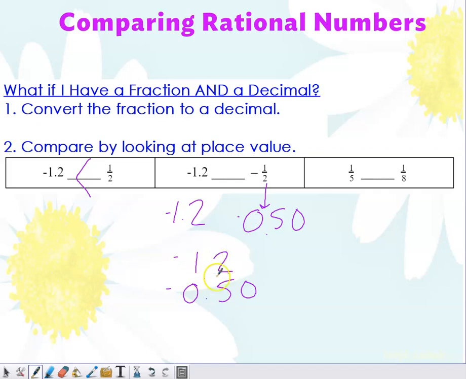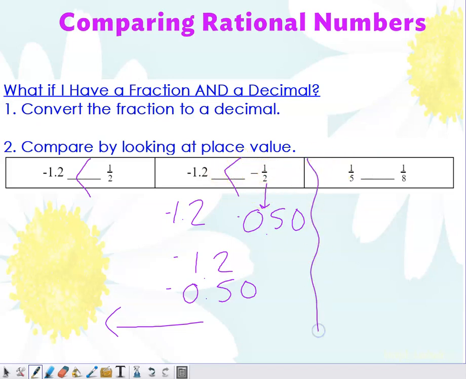That means -1.2 is further down the number line. It's further that way on the number line. So that means it is smaller. So 1/2 is closer to 0. It's closer to the positive numbers. So that's the larger one.